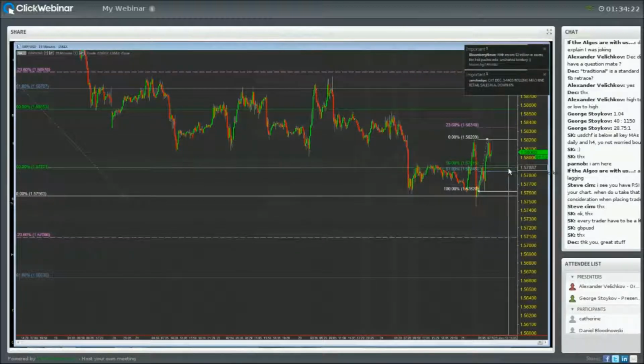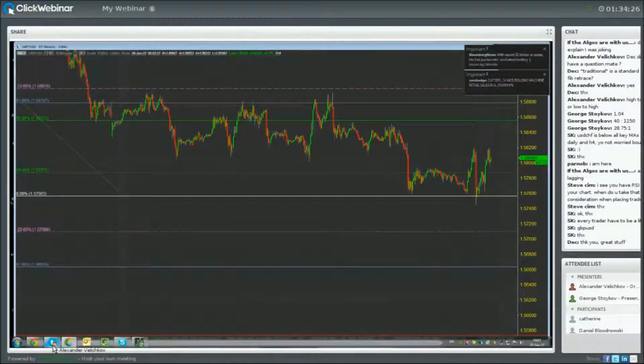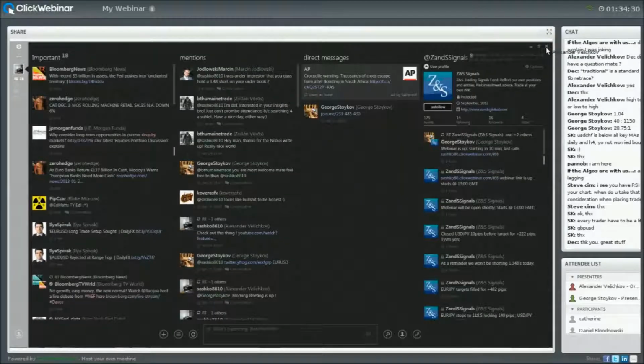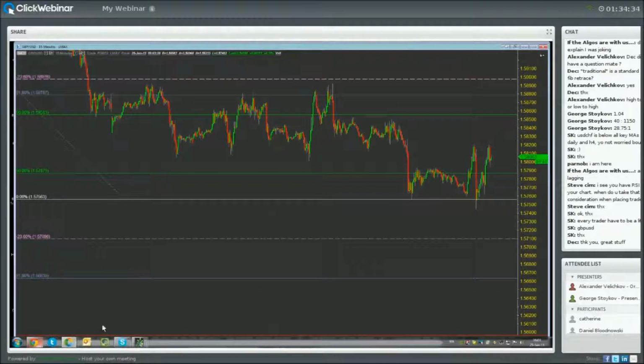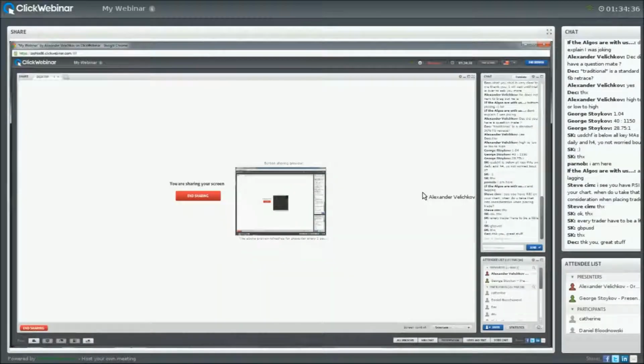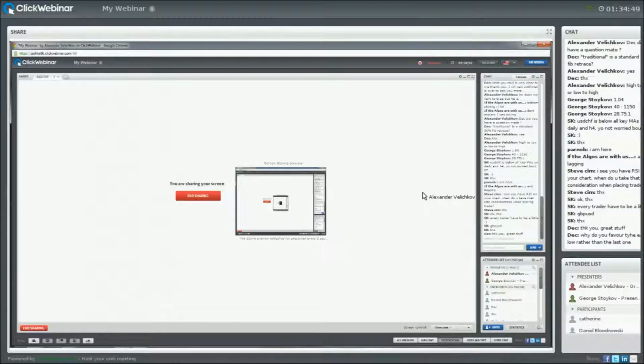Do you guys have any questions you want me to answer regarding the pound? Let me just get rid of this because it's getting on my nerves. Any question, guys? Come on. It's pretty straightforward. Deck is typing something. I'm gonna give you a sec, buddy. Oh, great stuff. Thank you, mate. Always glad to help.